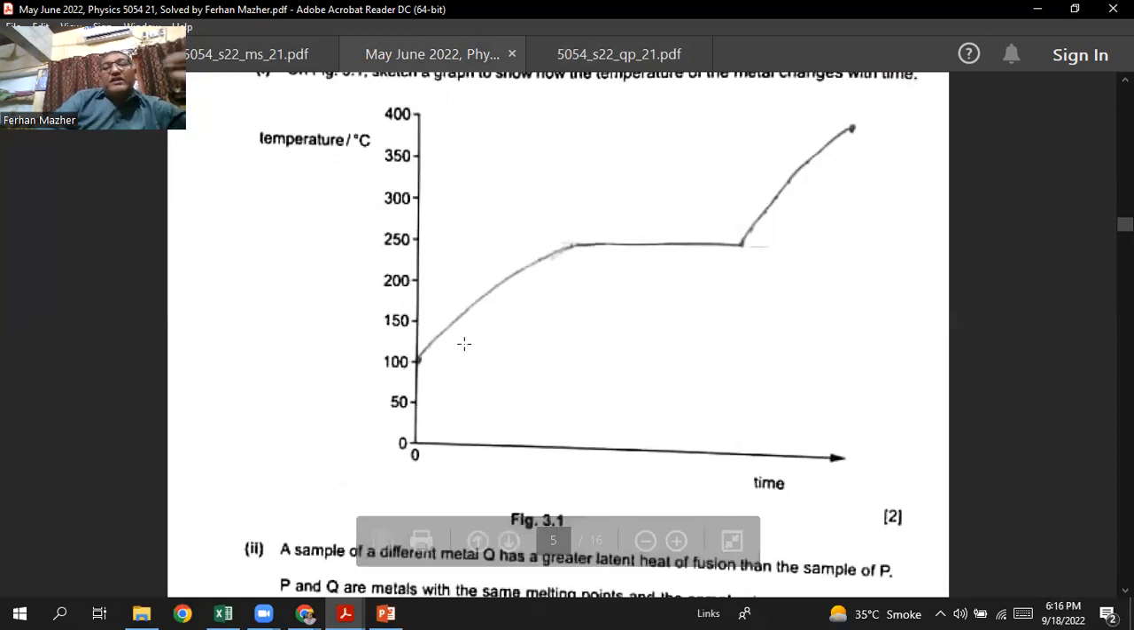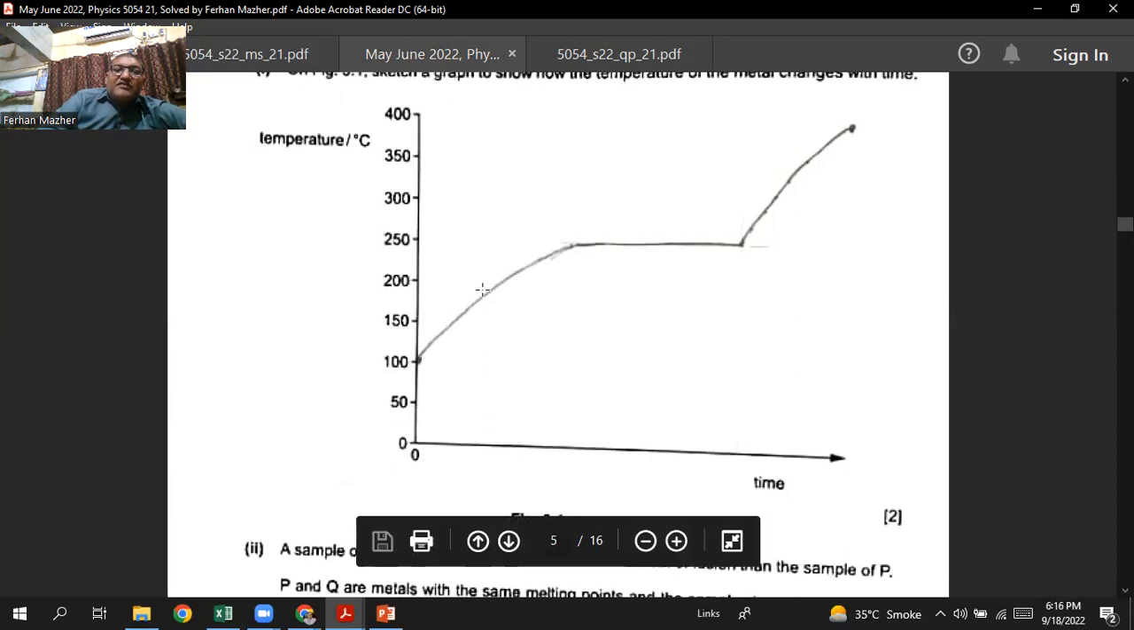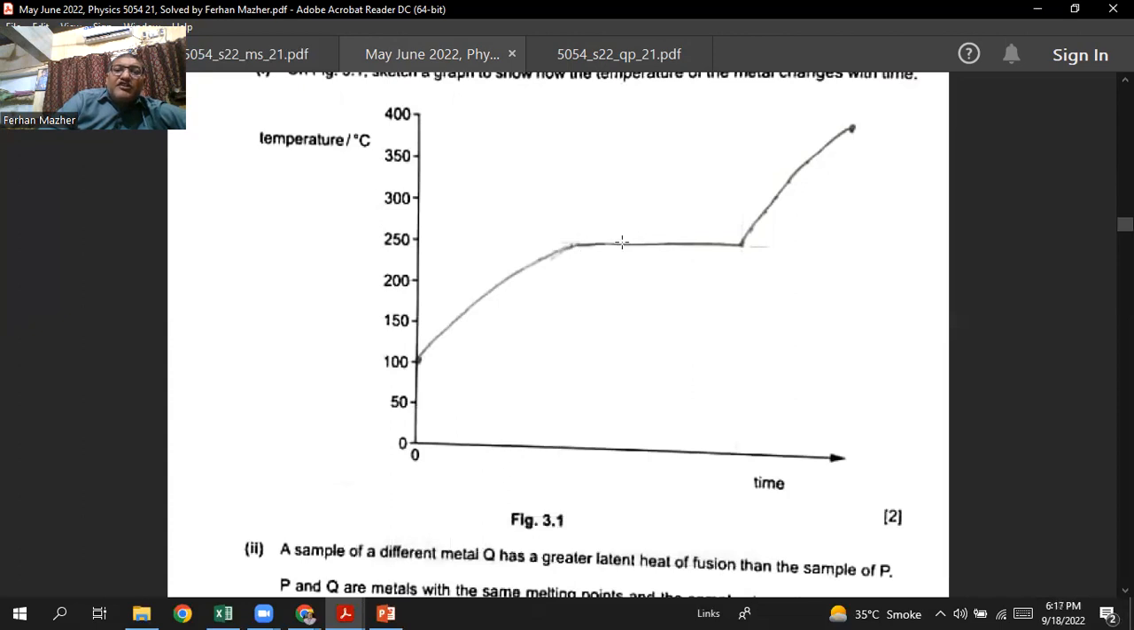From 100 to 250, as the time passes by, on the x-axis you have time, the temperature rises. When the temperature reaches 250, for some time the temperature will become constant. The reason is that when the solid is melting, the metal is converting from its solid state into its liquid state, and during that the temperature will not change. Once all the metal has converted into liquid, the temperature will again start rising and go up to 400 degrees centigrade. So your graph should look something like this. I hope you understand.